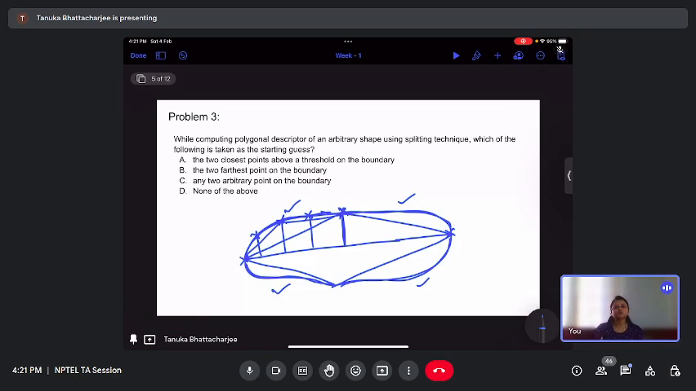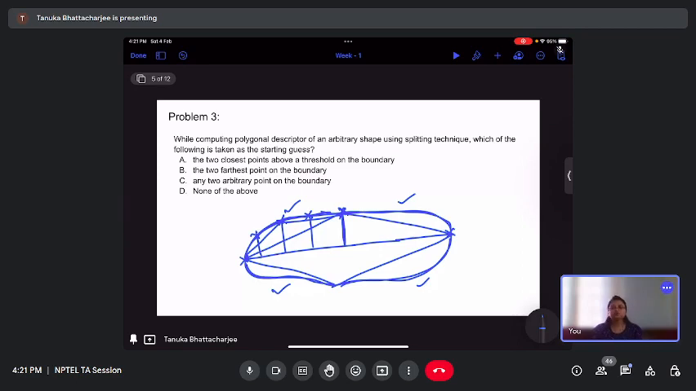Now, how long will you keep on doing this? As long as the maximum distance that you are getting from the line is above a threshold. Once you go below that threshold, you stop splitting that boundary anymore. Like that you can have a polygonal approximation of any arbitrary shape. Once you have a polygonal approximation, you can then derive any geometric features based on the geometry of polygons.